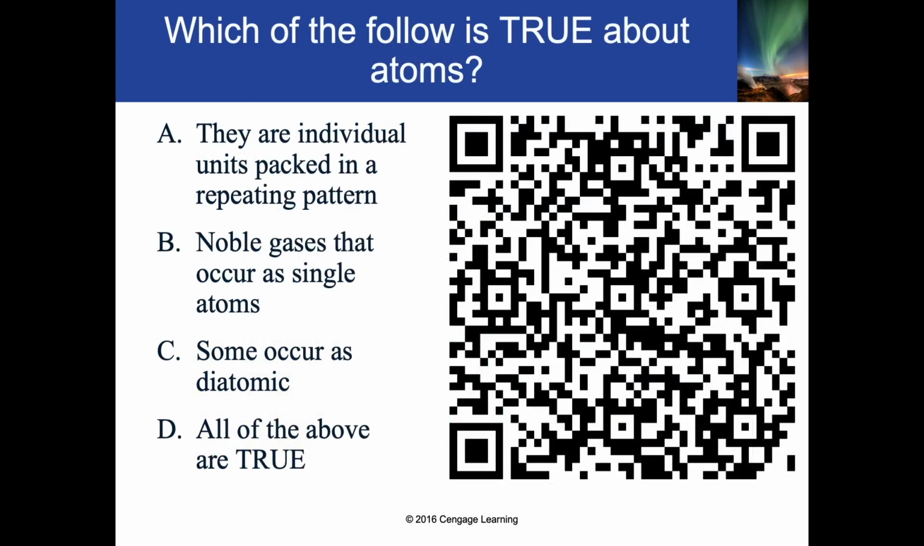So your first question for today is this: which of the following is true about atoms? They are individual units packed in a repeating pattern. That seems reasonable. Noble gases occur as a single atom. That seems reasonable too. Some occur as diatomics, or are all these statements true?